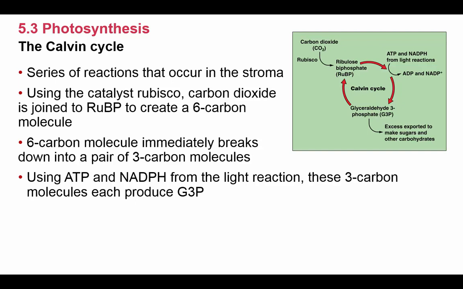I'm sorry, let me back up. We've got the 1-carbon carbon dioxide combining with the RuBP, which has 5 carbons, and they're using the enzyme rubisco. That's going to make a 6-carbon molecule. That 6-carbon molecule will break down into 2 3-carbon molecules. And we're going to use the ATP that we made in the light reaction and the NADPH from the light reaction to do this.